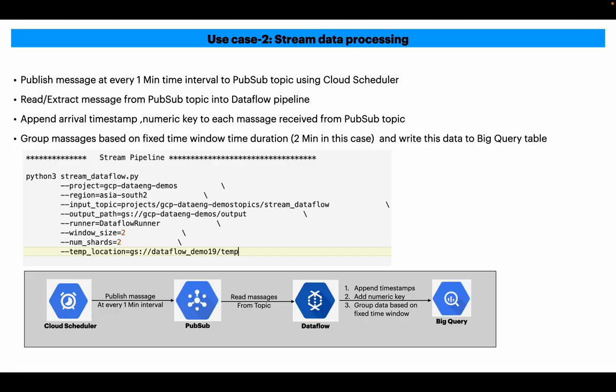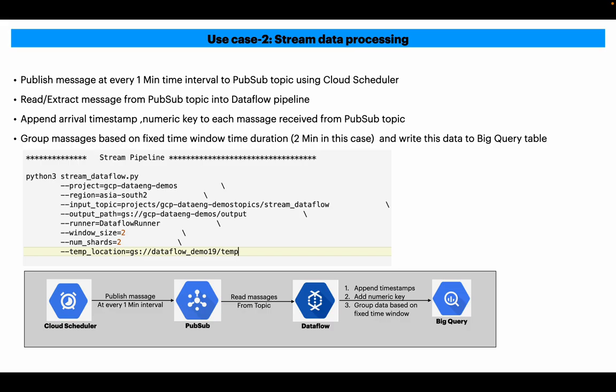So then in a 2-minute window, we are going to have 2 messages with timestamp and numeric key appended, right? So this is the use case, and I would also like to explain the pipeline command which we are going to submit through Cloud Shell, and then I will also walk through the code at a high level.